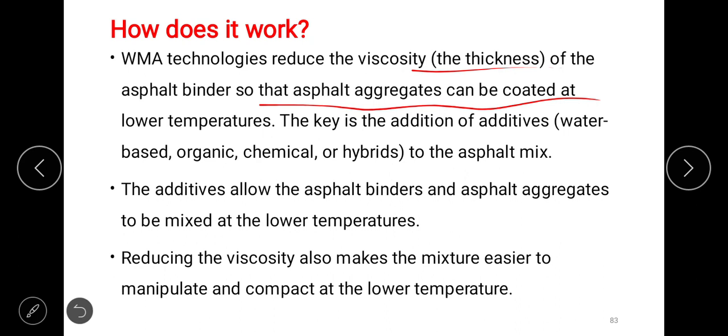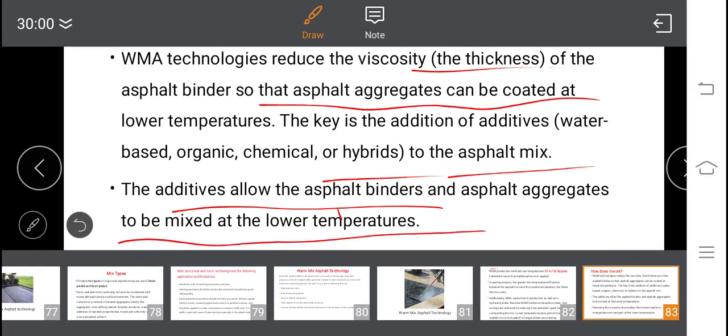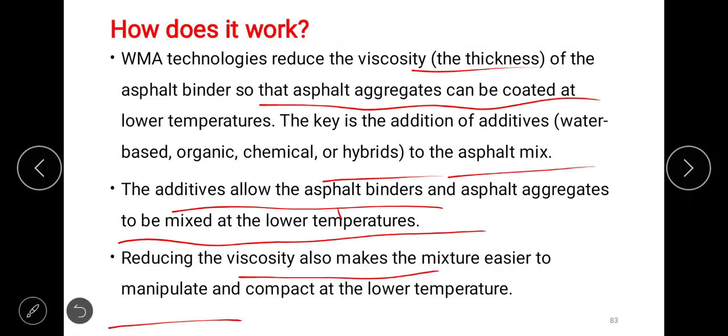The key is the addition of additives. That means water-based, organic, chemical or hybrid additives to the asphalt mix. The additives allow the asphalt binders and asphalt aggregates to be mixed at the lower temperatures. Reducing the viscosity also makes the mixture easier to manipulate and compact at the lower temperature.